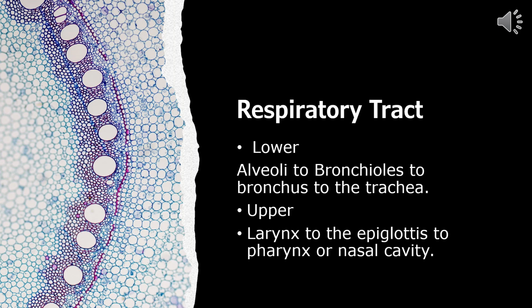Then moving towards the upper section, it starts with the larynx. The larynx then connects to the epiglottis, then to the pharynx, which is the throat. And from there it moves either to the mouth or up to the nasal cavity, and then obviously through the nose.